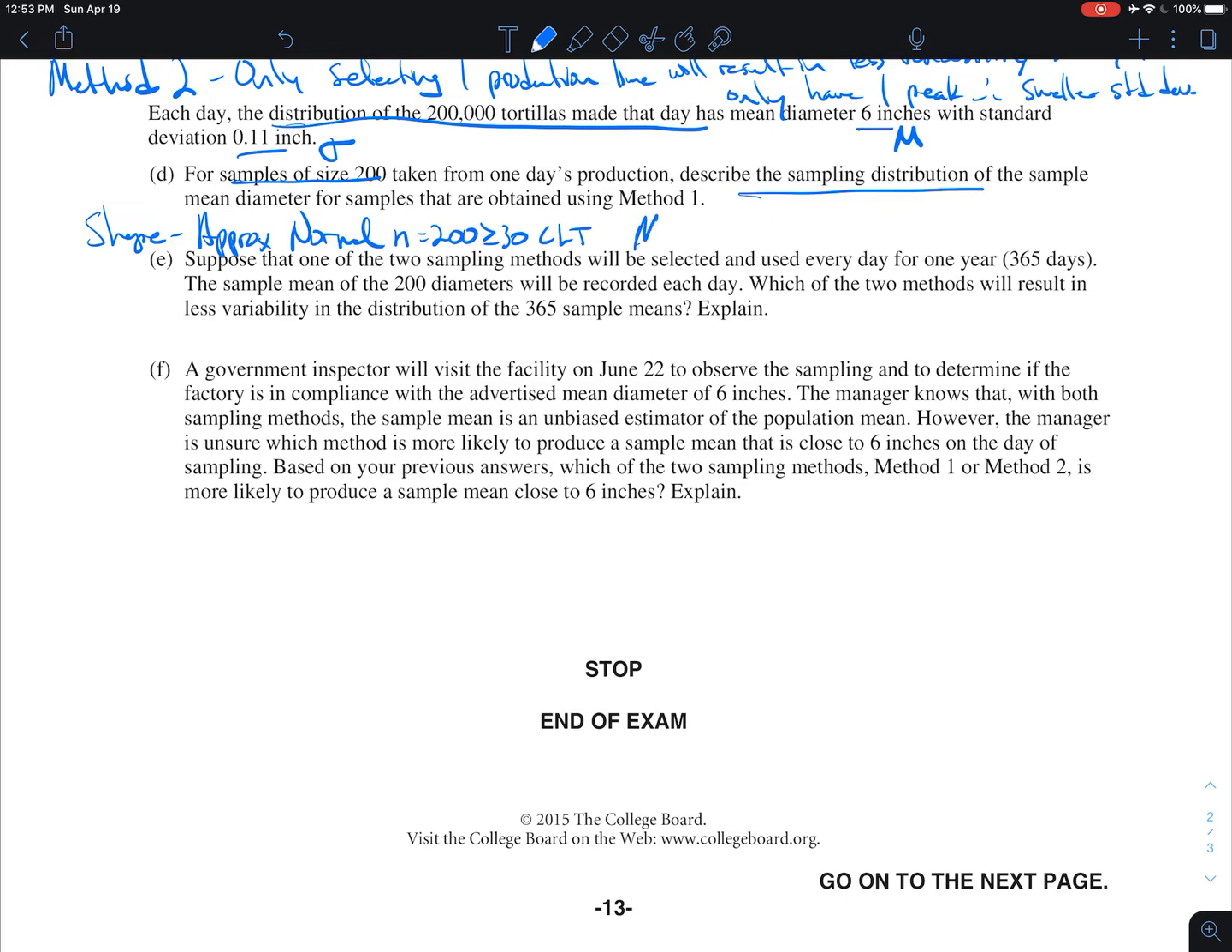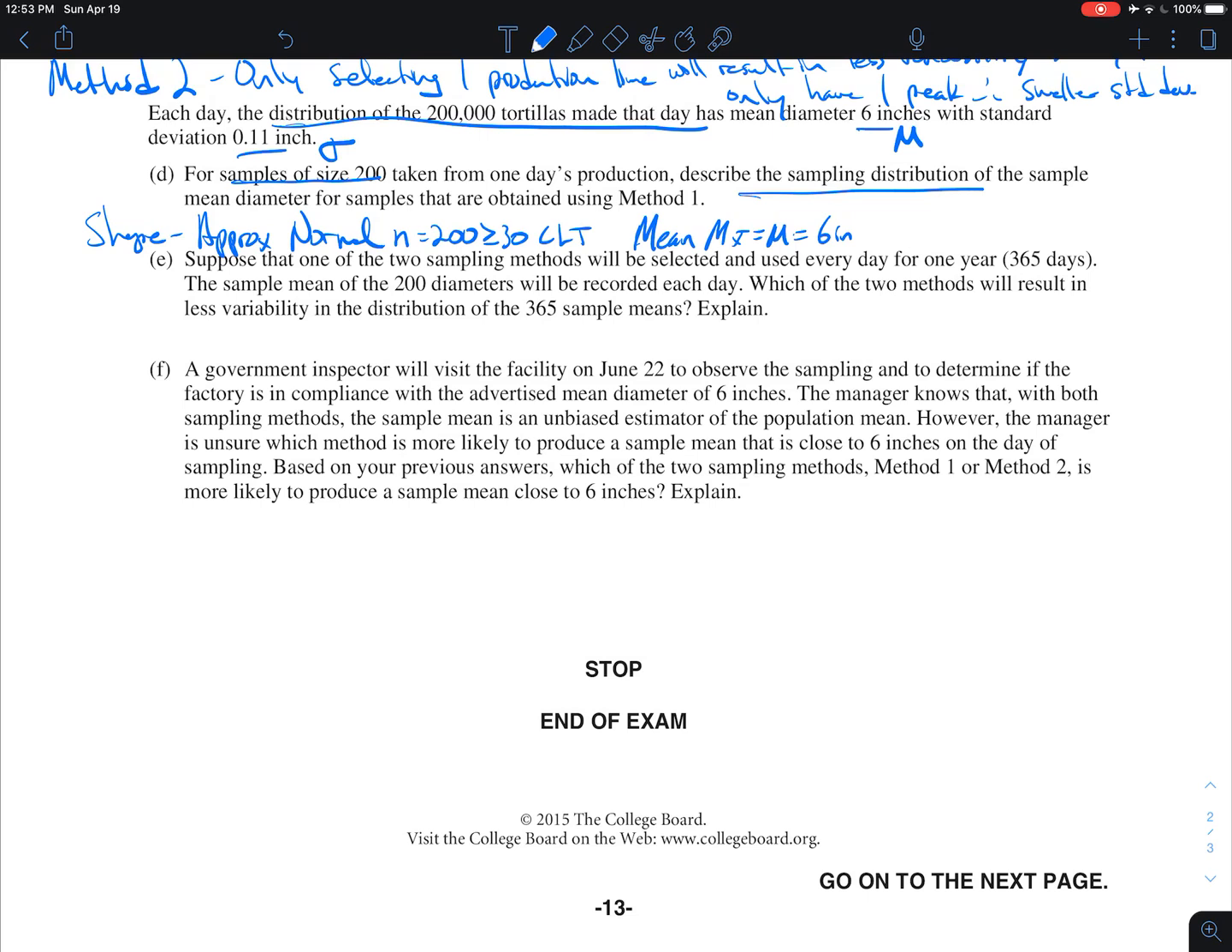The mean, or the center, and when we talk about center, we want to talk about the thing we know, and we happen to know that the mean of the population was 6 inches. Therefore, mu of x bar, which is equal to mu, is also going to be equal to 6 inches as an unbiased estimator. The mean of the sampling distribution is equal to the population mean, so 6 inches.